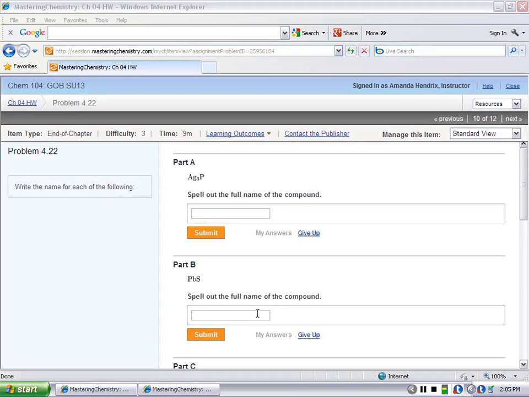To problem 4.22 from your Mastering homework. These problems, we're going to do 3 of them from the set, I think there's 5 here. We're just going to do 3.